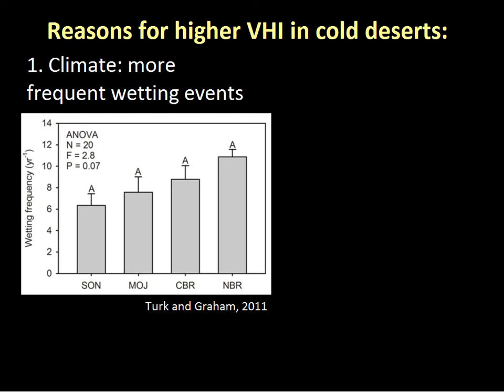Remember, we have higher precipitation and lower temperatures in the cold desert. And we know that vesicular horizons are formed by repeated wetting and drying cycles. So it could be that because there's more frequent precipitation, there's more wetting and drying cycles, which means there's more opportunity for vesicular pores to form in the cold desert. This is showing the average annual precipitation frequency, expressed as number of events per year, across the 4 different ecoregions.